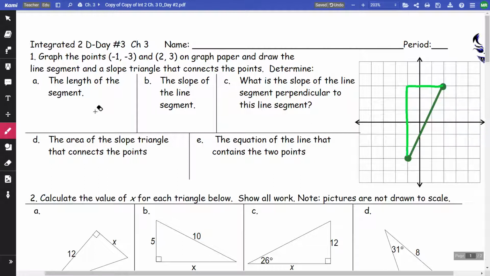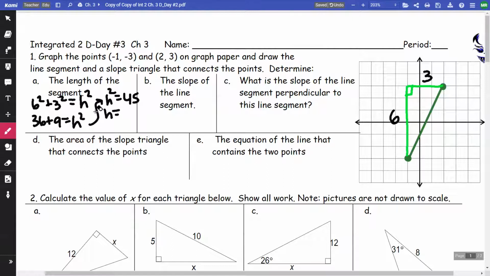It'll help us find the slope. It'll help us find the length. So to find the length, I'm going to look at the sides here. 1, 2, 3, 4, 5, 6, and going across is 1, 2, 3. So by the Pythagorean theorem, I'm going to go 6 squared plus 3 squared equals my hypotenuse squared. So I'm going to have 36 plus 9 equals h squared. So h squared is going to be equal to 45.